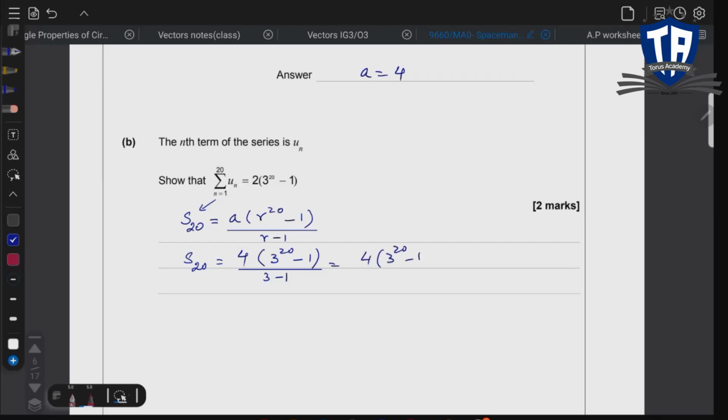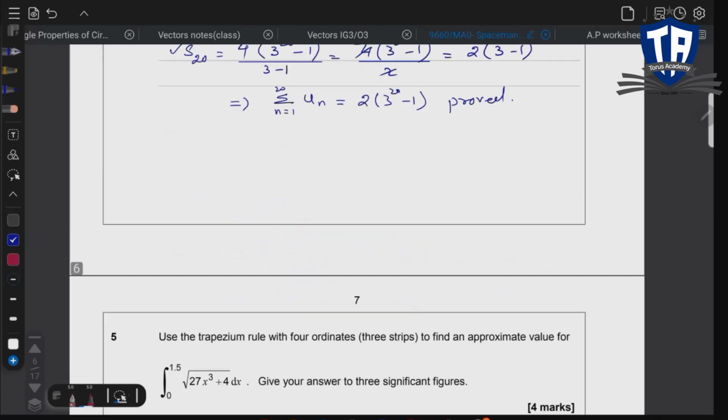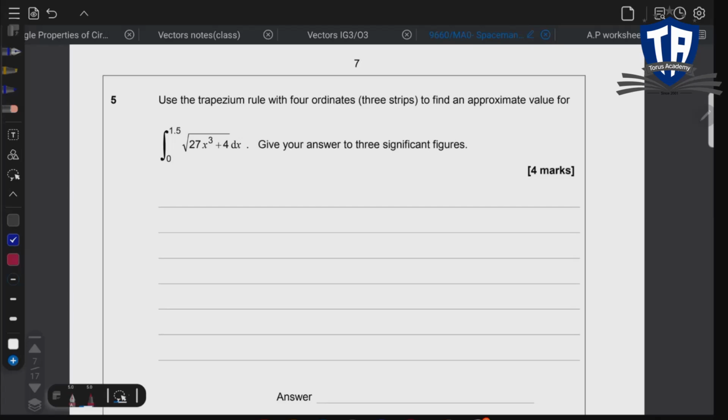This is what we need to prove. This implies that instead of S20, you can take in summation form n varies from 1 to 20, and this is the geometric progression. It is equal to 3 power 20 minus 1, and this is what we need to prove. Next question is we need to use the trapezium rule with 4 ordinates.